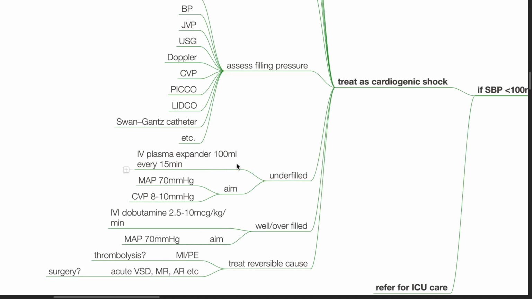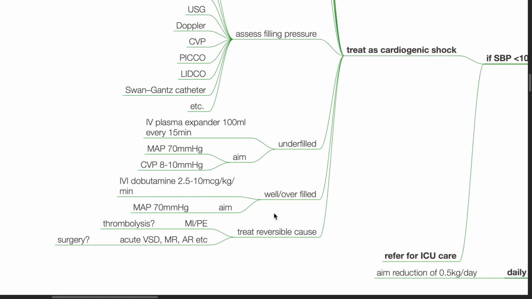If the patient is underfilled, administer IV plasma expander, 100 ml every 15 minutes, aiming for MAP of 70 mmHg and CVP of 8 to 10 mmHg. If the patient is well or overfilled, administer IV dobutamine 2.5 to 10 mcg per kg per minute, aiming for MAP 70 mmHg. Treat reversible causes such as thrombolysis for MI or PE, surgery for acute VSD, MR, AR, etc. Refer for ICU care.